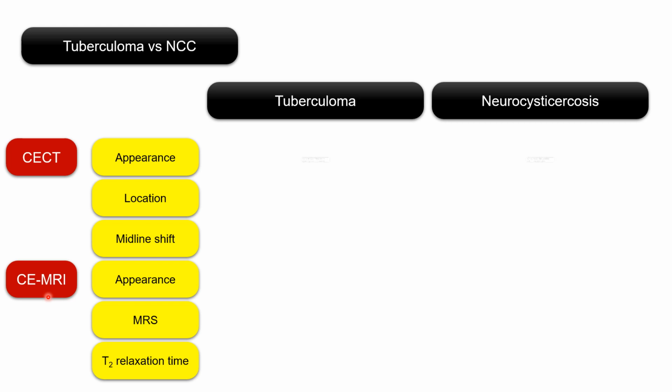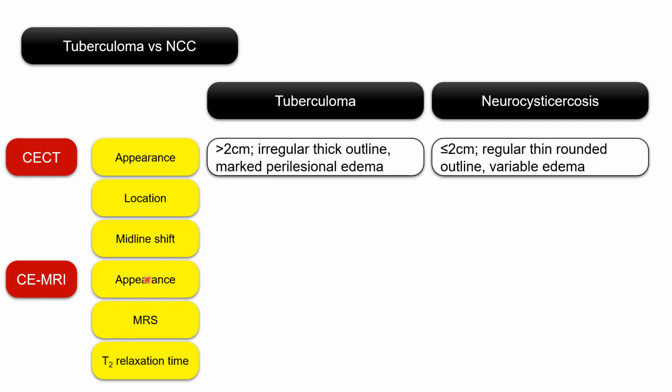So first, coming to the appearance, the tuberculoma is more than 2 cm with an irregular thick outline and marked perilesional edema. So in tuberculoma, the size will be slightly larger, there will be a thick outline which is irregular, and there will be severe marked perilesional edema. That means edema surrounding the lesion.